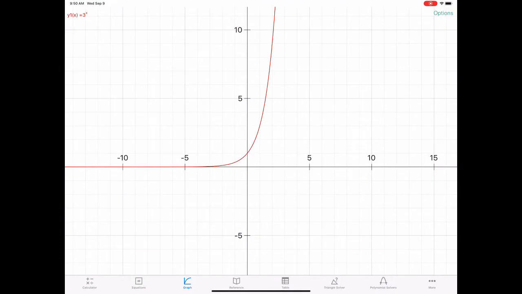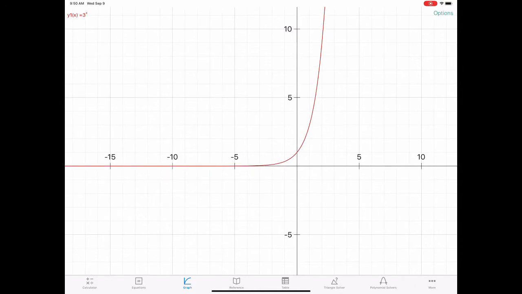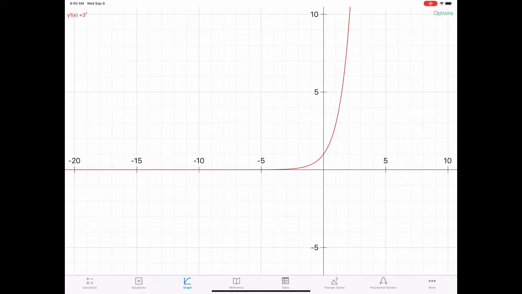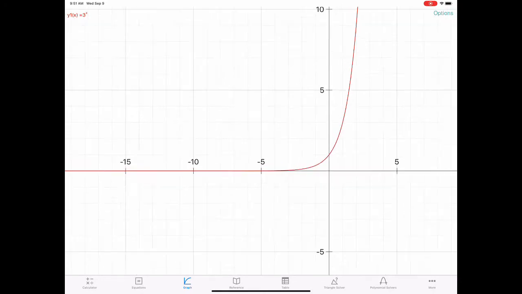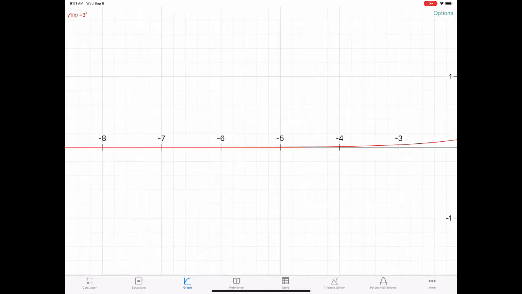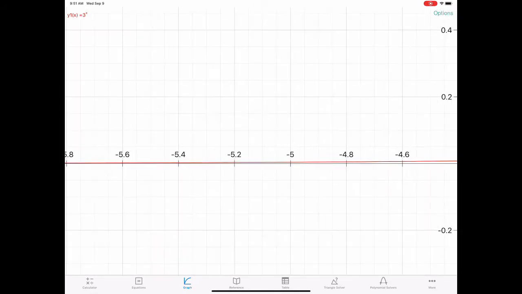So I've actually graphed that on a graphing calculator, and this is a more accurate representation of what's going on. Again, you can see how steep it is on the right side of the graph. But what's going on on the left side as it gets closer to the x-axis? When does it actually touch the x-axis? Looks like it's touching at negative 5, but when I zoom in on negative 5, you can actually see it is a little bit higher than negative 5.